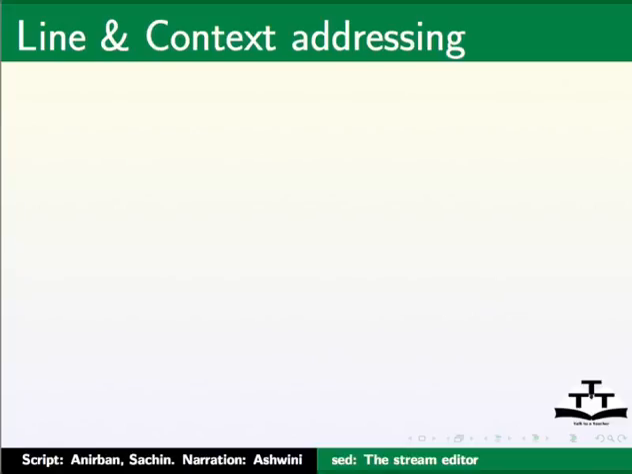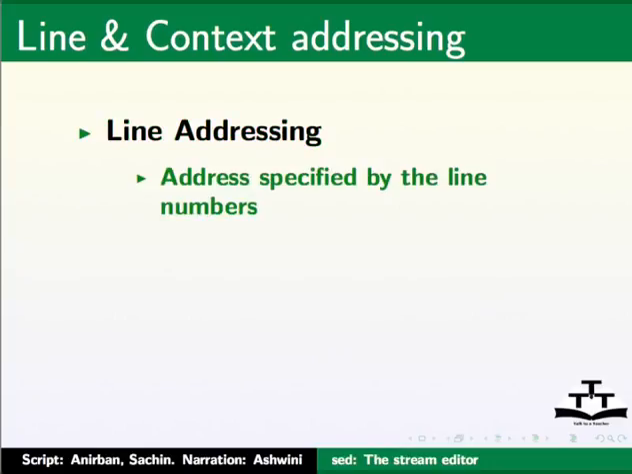Line addressing and context addressing. So far, we specified the lines in the file on which the action needs to be taken. This is known as line addressing. Address specified by the line numbers. This is one way of addressing. Another way of addressing is context addressing.